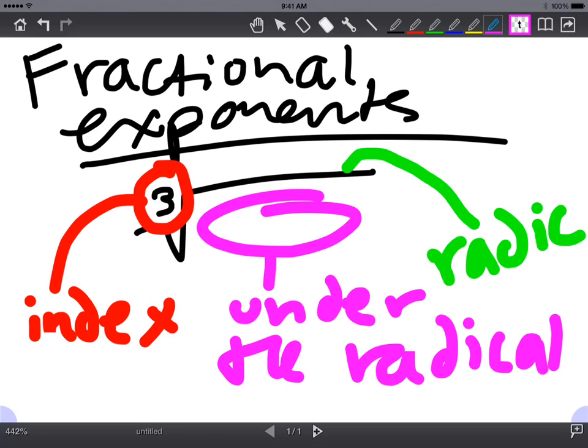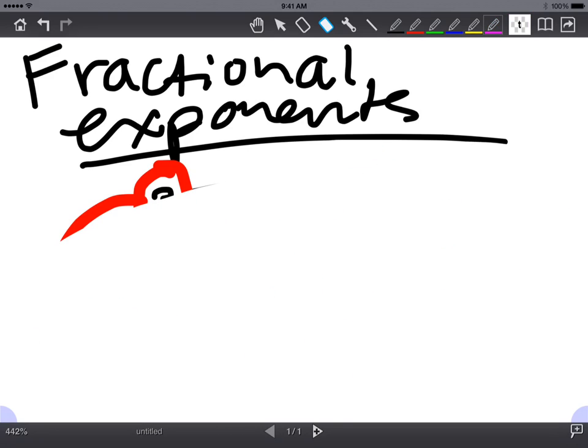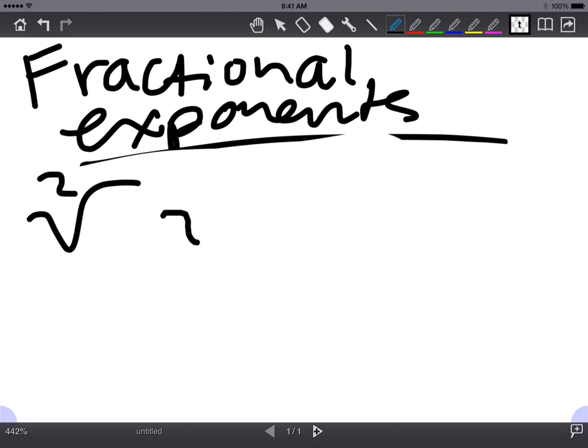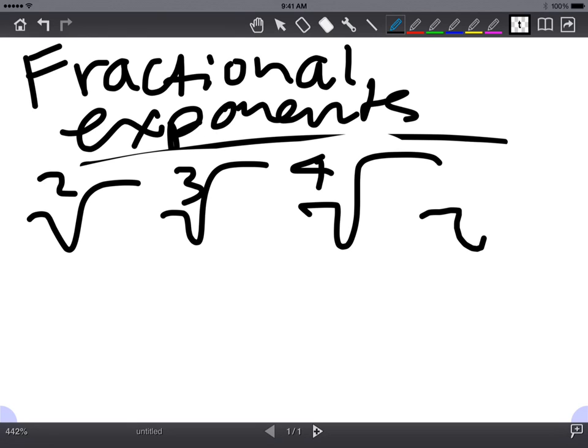Basically, I'm just going to erase this, and I'm just going to introduce you to how to say these different indexes. So this is the square root, this is the cube root, this is the fourth root, this is the fifth root. So anything over an index of 3, you just say the nth root. Okay?